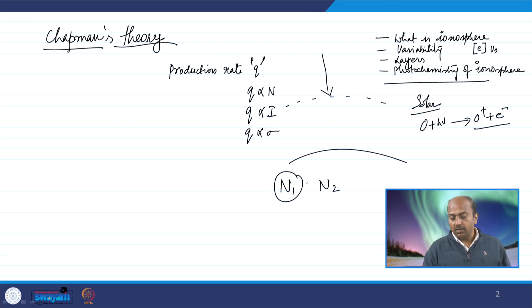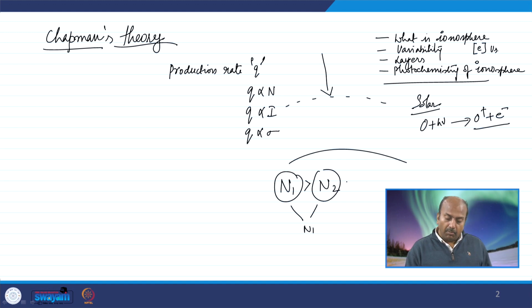If these two numbers are equal, of course, the number of electrons produced will be equal to one of these numbers because they themselves are equal, right? Now, if this n1 is very, very small in comparison to n2, then the number of electrons will be equal to n1. And if n2 is very, very small in comparison to n1, let us assume n2 to be the number density of neutral atoms or molecules, and n1 the number of photons. So whichever is larger will not decide the electron density; whichever is smaller will decide the electron density.